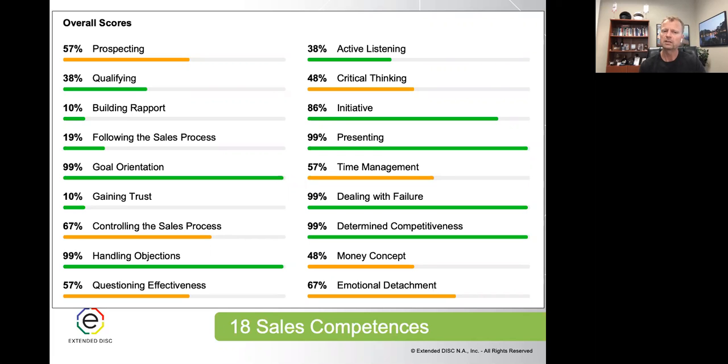So if we start here with what we call the executive summary, we are looking at the overall scores in a very easy to understand 0 to 100% scale. We can see what their strengths and what their development areas are. For example, for this person, what stands out to me right away is goal orientation, 99%. If that is important for you, that is something you would obviously want to see a high score, Christina.